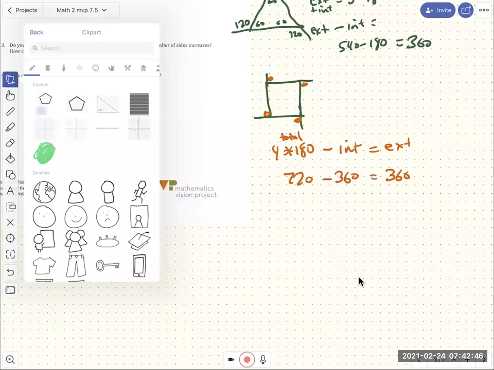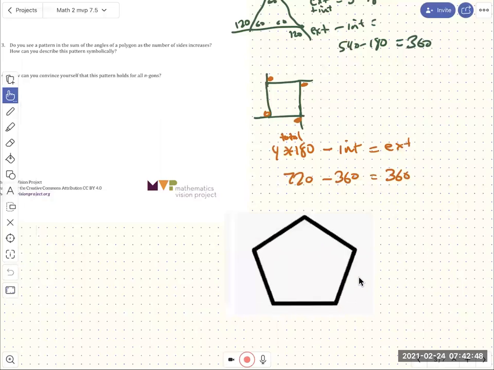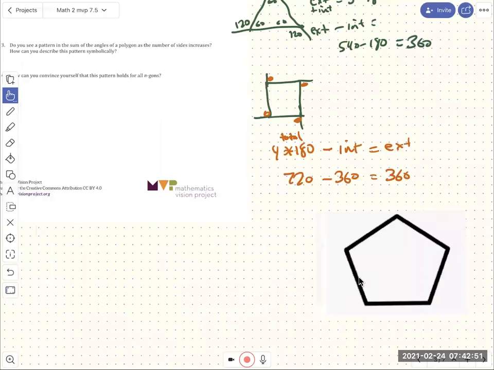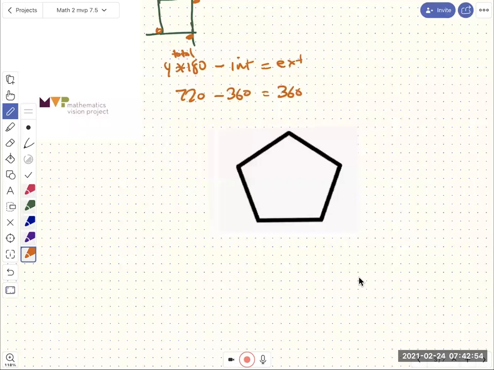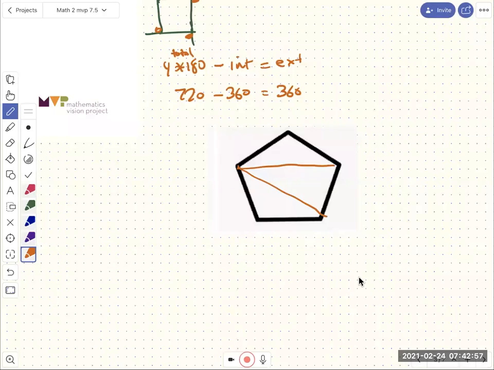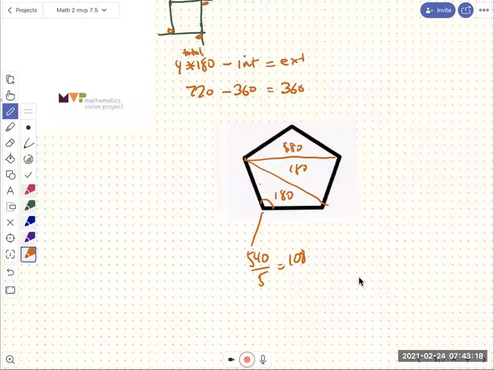When you put in your pentagon, this makes 3 triangles. So it's 180, 180, 180, which is 540. And so each of these is 540 divided by 5, which equals 108. Oh, that's interesting, right? So if this is 108, this is 72. So I have 5 times 72 equals 360.